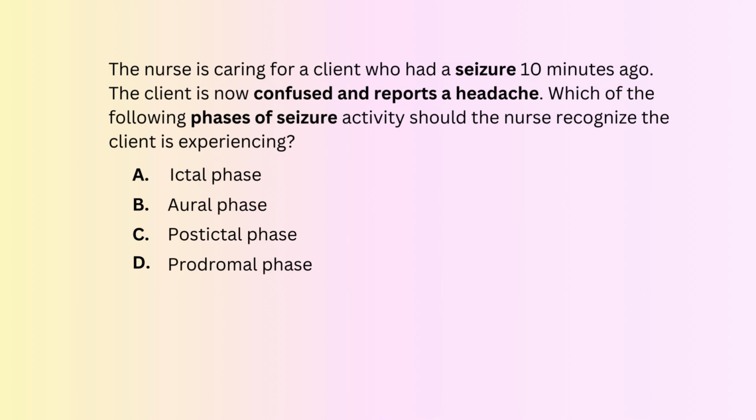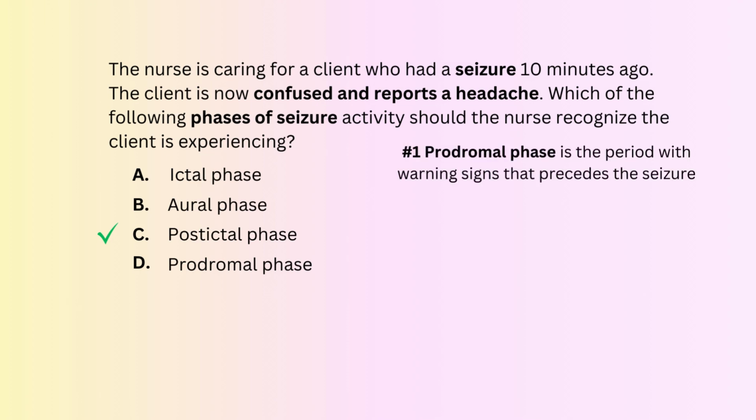A. Ictal phase. B. Oral phase. C. Postictal phase. D. Prodromal phase. The correct answer is C. Postictal phase. There are 4 phases in seizure activities.